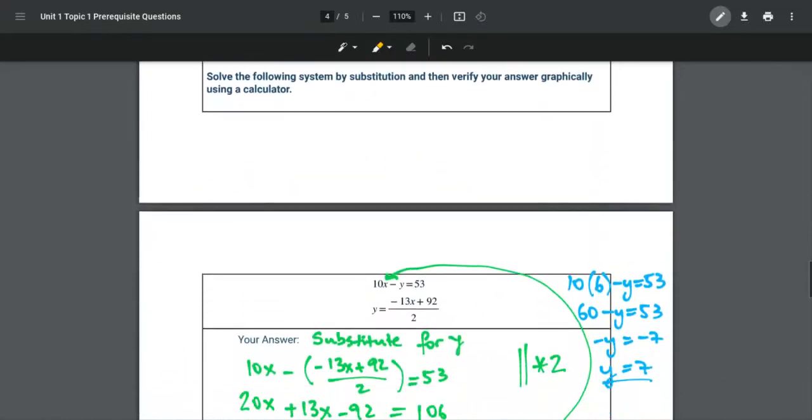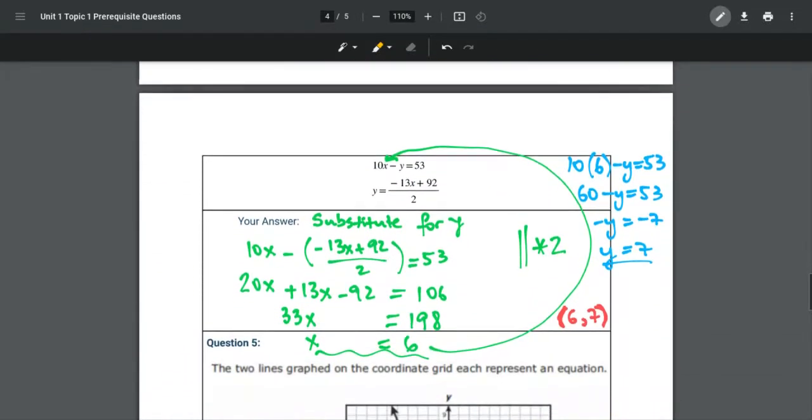Okay, now number 4. That one is asking you to solve by substitution. And luckily, one of the equations is already solved for y. So all you want to do is replace the y in the first initial equation and then solve for x. Once that is done, you plug that value in to find y. In this case, there's only one solution, which means one point of intersection. It's at (6, 7). X value 6, y value 7.